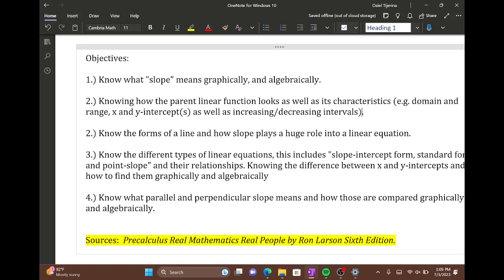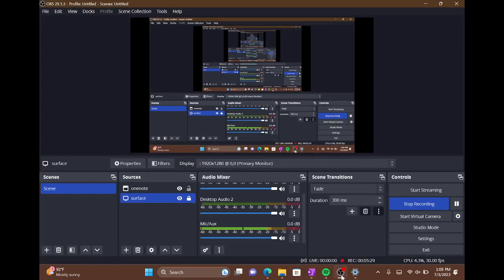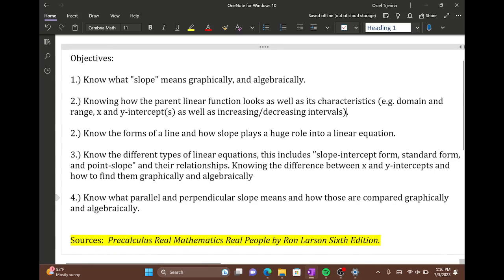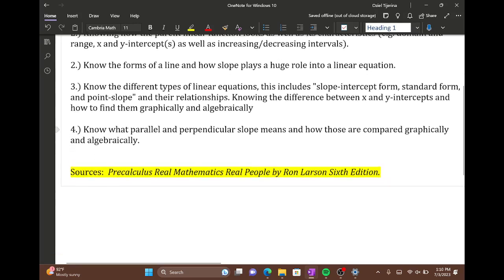So you have to know the different types of parent functions, and one of these is the linear parent function. It's one of the ones that we have to understand right away, because they test you on this in algebra, they test you on it in precalc, and you have to know this for calculus as well. You have to know all your parent functions. So we're going to go over a parent linear function. And like I said, parallel and perpendicular slope, how those are compared graphically and algebraically. So we're going to get started.